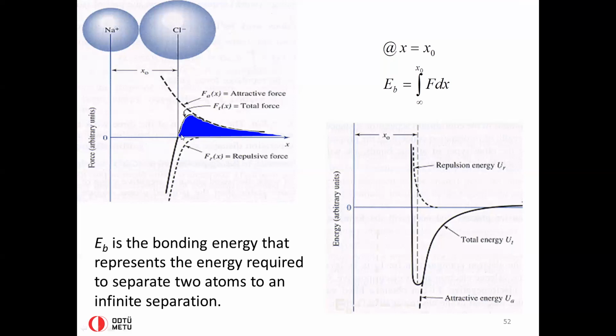So x naught here is of importance because it represents some sort of stable condition. And as seen earlier, if you were to take the function for this attractive force curve and this repulsive force curve, and take their integrals according to this equation, you would see that they would give you an attractive energy and a repulsive energy curve. And the summation of the two would allow you to calculate the total or the net energy curve.